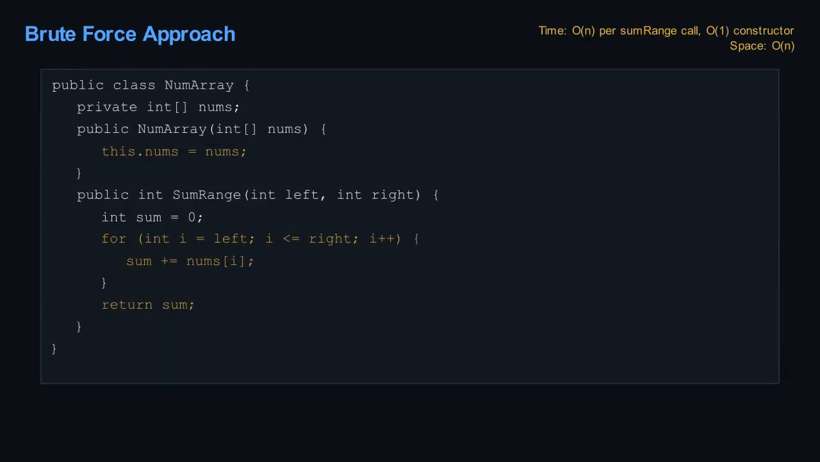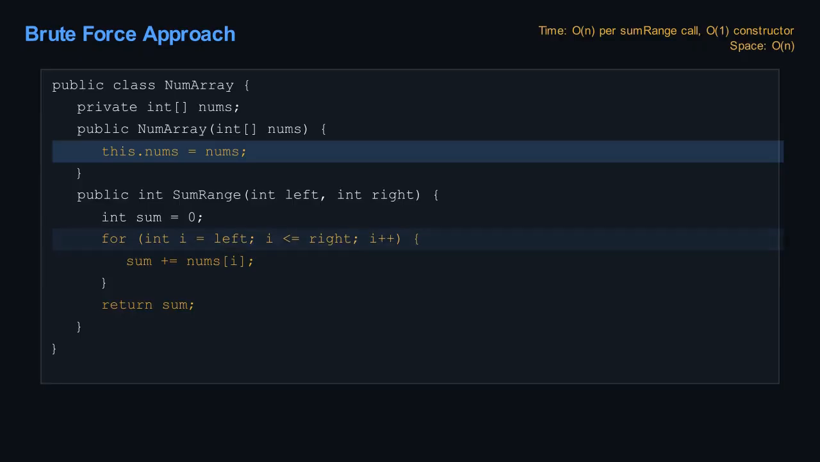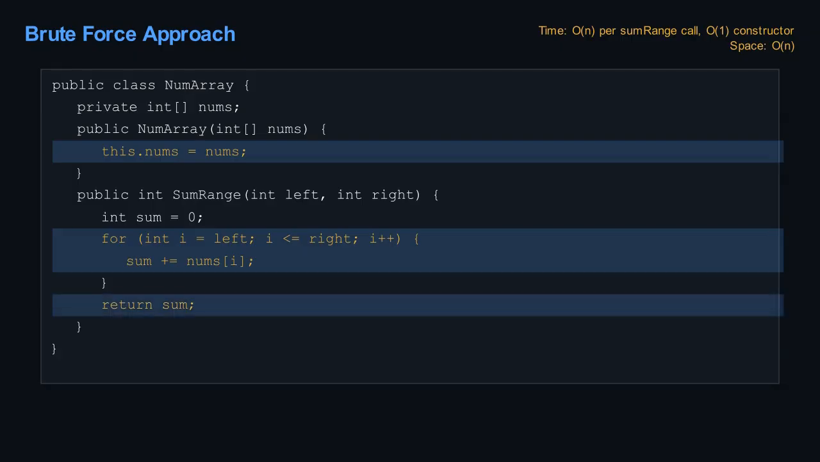The straightforward way is to iterate from left to right on every query, adding up the values. That gives O(n) time per sumRange call, O(1) constant time work in the constructor, and O(n) extra space for the stored array. If you have thousands of queries on a large array, the repeated scanning becomes a serious performance problem.